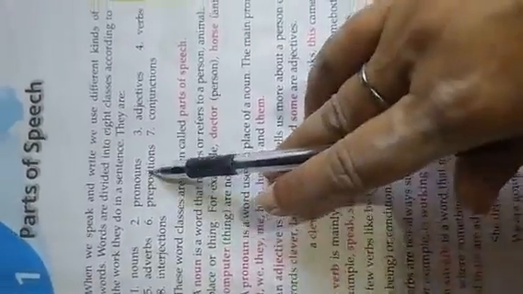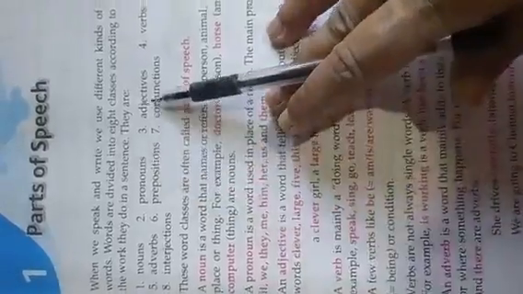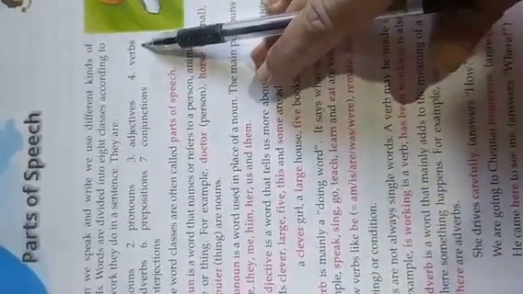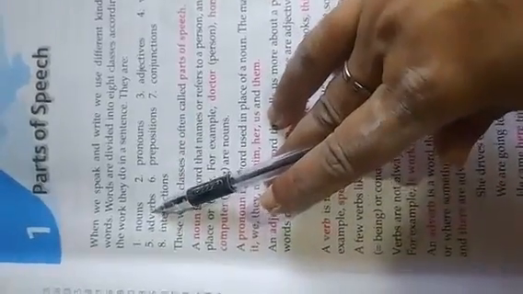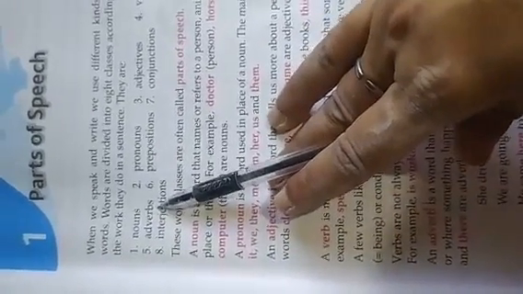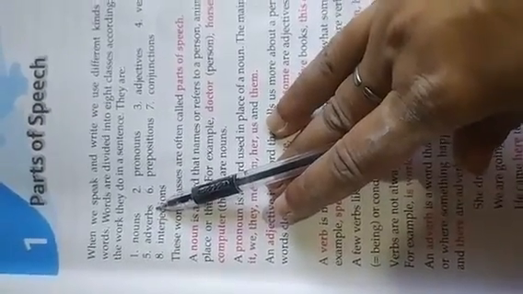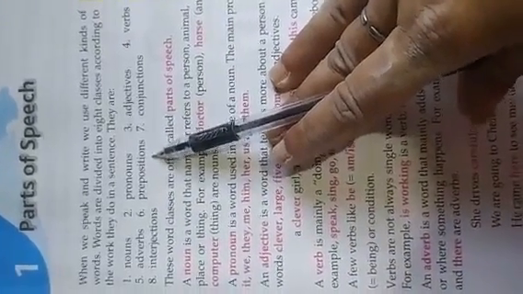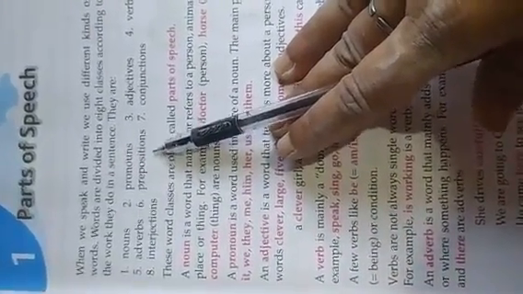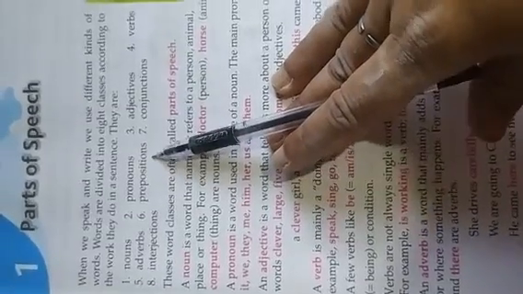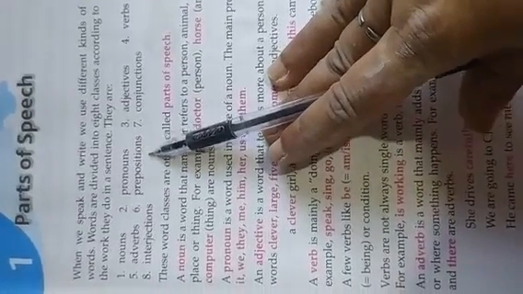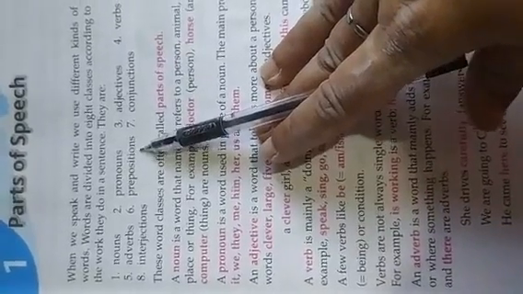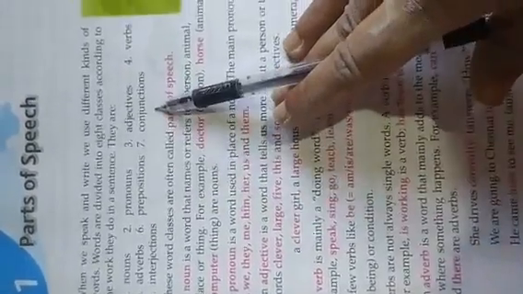Noun is a naming word. Pronouns are words used in place of nouns. Adjectives describe a noun or pronoun. Verbs are action words or doing words. Adverbs modify a verb, and they tell us how, when and where the action has taken place. Prepositions show the relation of one noun or pronoun with other words in the sentence, for showing manner, place, timing, this way.